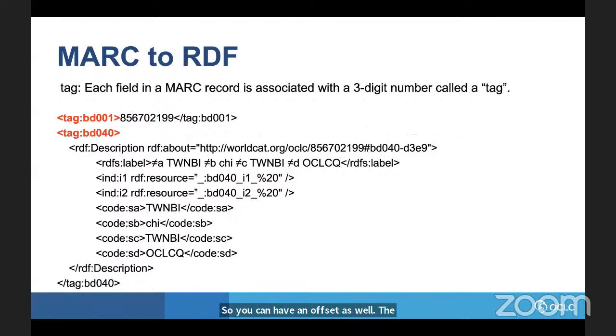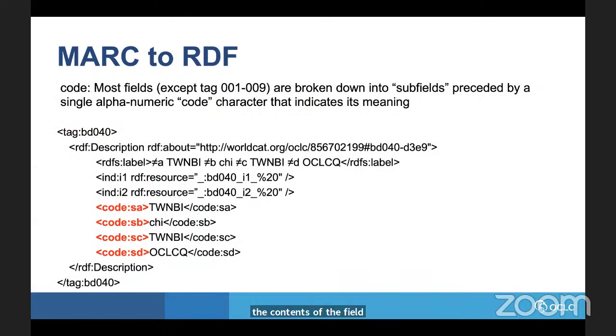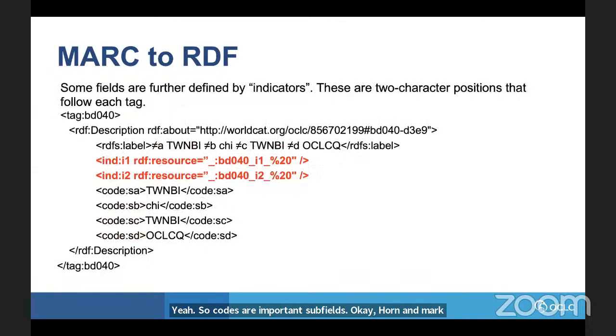The fields are turned into tags. Tags could just be a value, but oftentimes they're a resource that has a lot more information. And then I'm going to talk about some of those things, as well as the contents of the field. Codes in subfields are important in MARC, so this is how they get converted. We've got indicators, which are turned into resources that we can use.